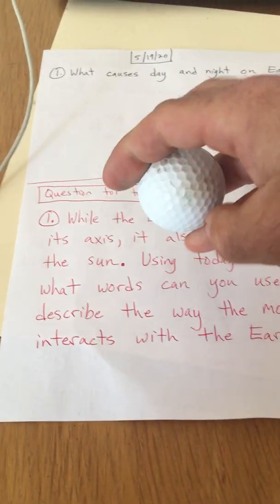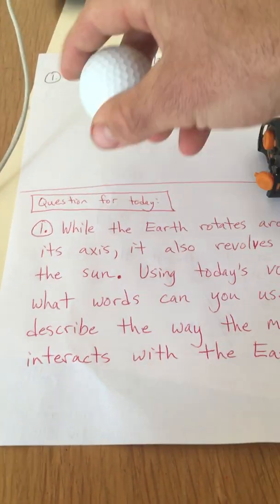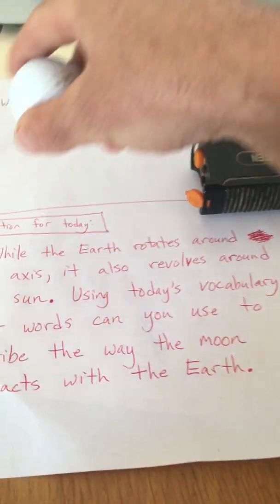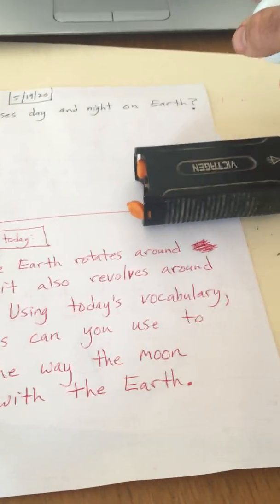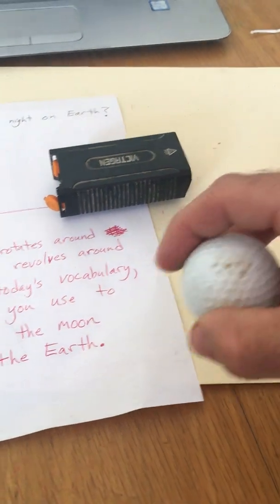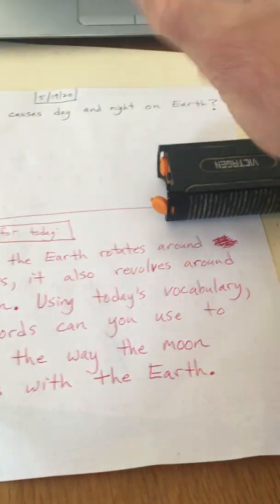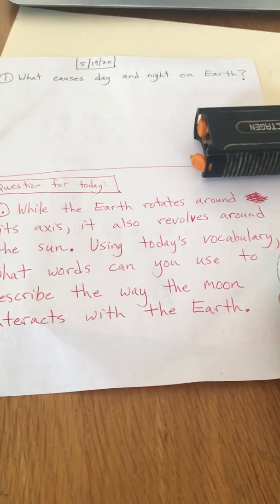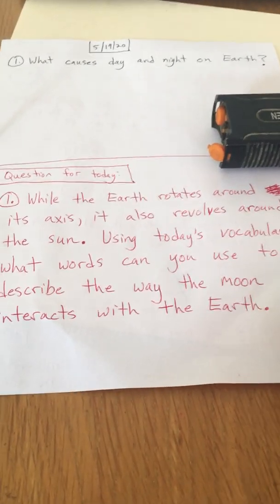So today we learned about how the Earth rotates and how it travels. It revolves around the sun, so that's kind of how they react to each other. It rotates while it is revolving around the sun. I want you to think about how the moon interacts with the Earth using those same vocabulary words.